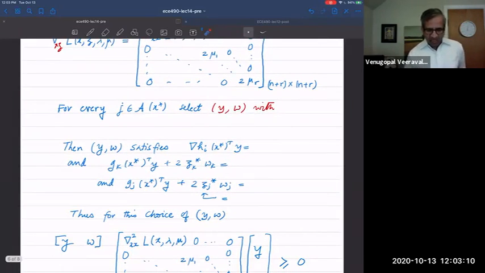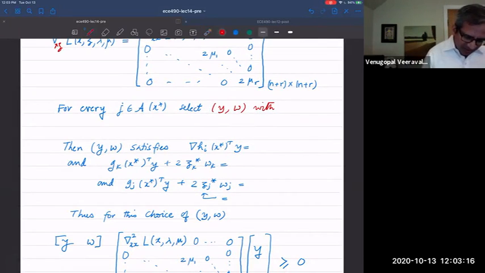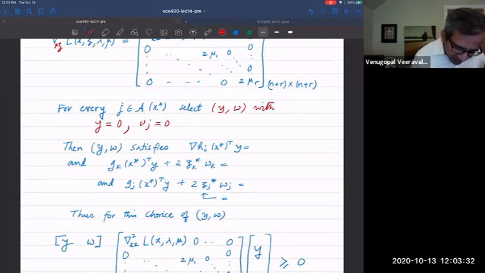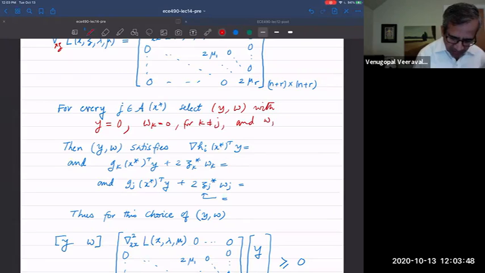So for every j in the active set, I can select y and w any way I like, but I have to make sure the constraints are satisfied. I'll choose this so that y is equal to 0 and wk equal to 0 for k not equal to j, and wj is some non-zero number.